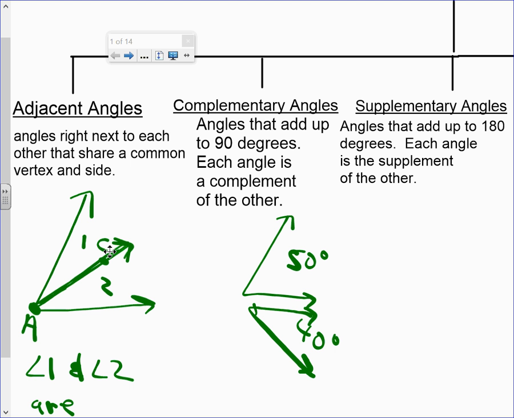I'll draw, for a supplementary, I'll draw a 50-degree angle. And then I'll draw a 130-degree angle. 130 degrees. Add those puppies up, you're going to get 180. Supplementary.